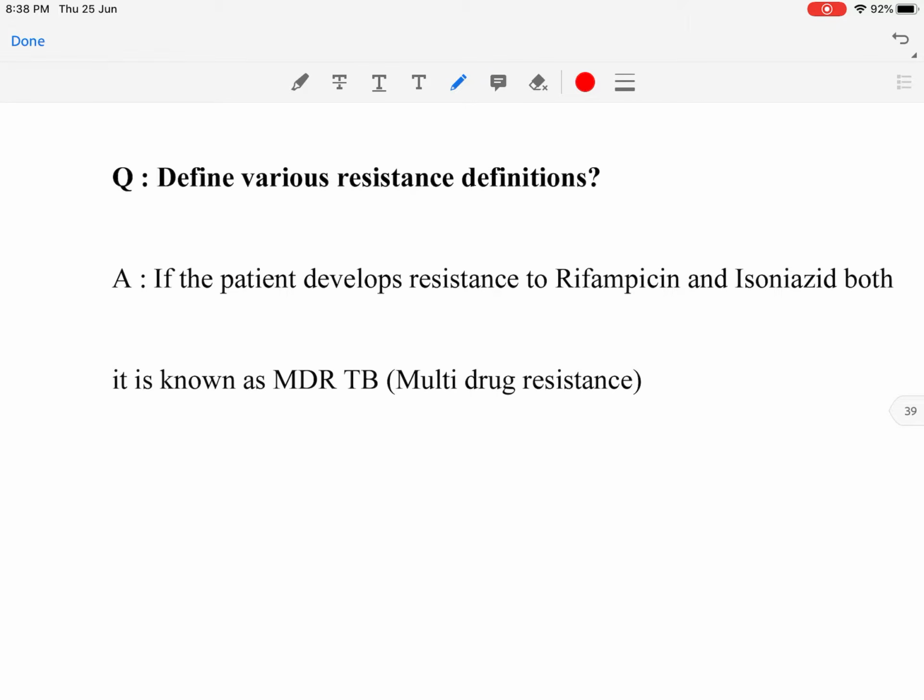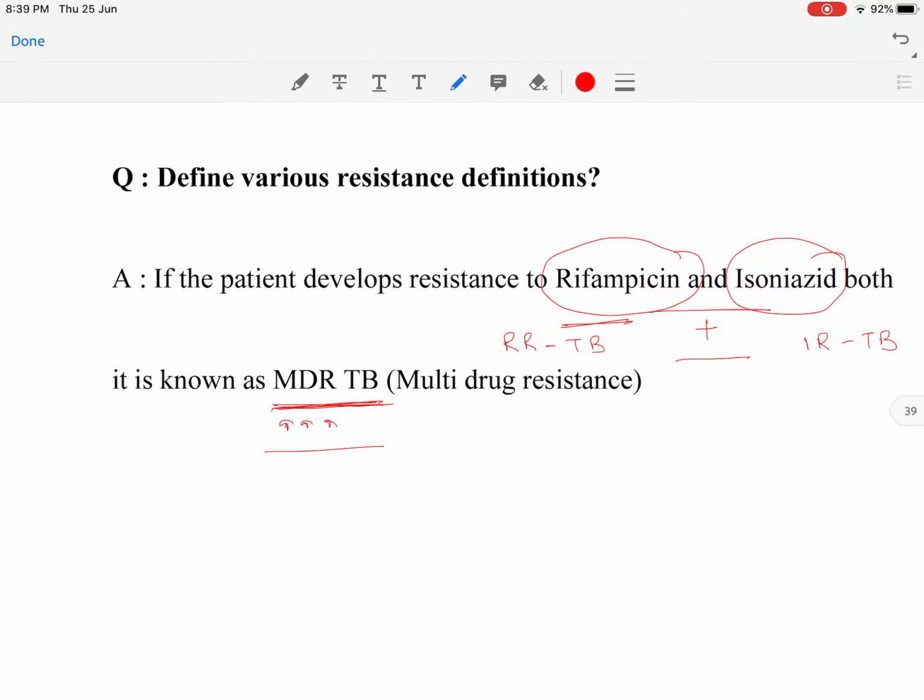Now, talking about the definitions of drug resistance. The most commonly used term is MDR-TB, which is multi-drug resistant TB. It is basically resistance to rifampicin and isoniazid. Resistance to both is known as multi-drug resistant TB. If the resistance is only to rifampicin, it is known as rifampicin resistant TB. And if it is resistance to only isoniazid, it is known as isoniazid resistant TB. But if it is resistance to both of these drugs, it is known as multi-drug resistance.